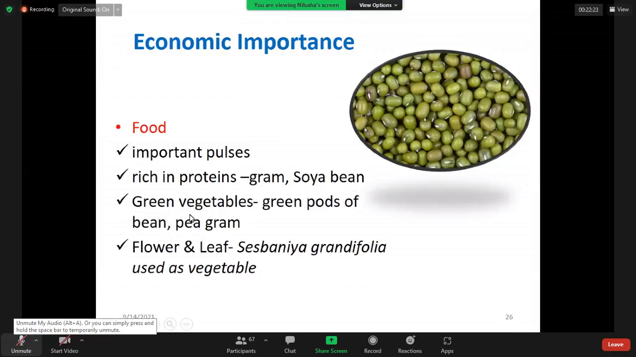And also in this family, some plants we can use as green vegetables, green pods like beans, pea, gram. Another one we can use is Sesbania grandiflora. We will see some pictures in a coming slide, then you can understand. Sesbania grandiflora we are using for the flower and leaf. In Sinhala we call it Katarumurunga.